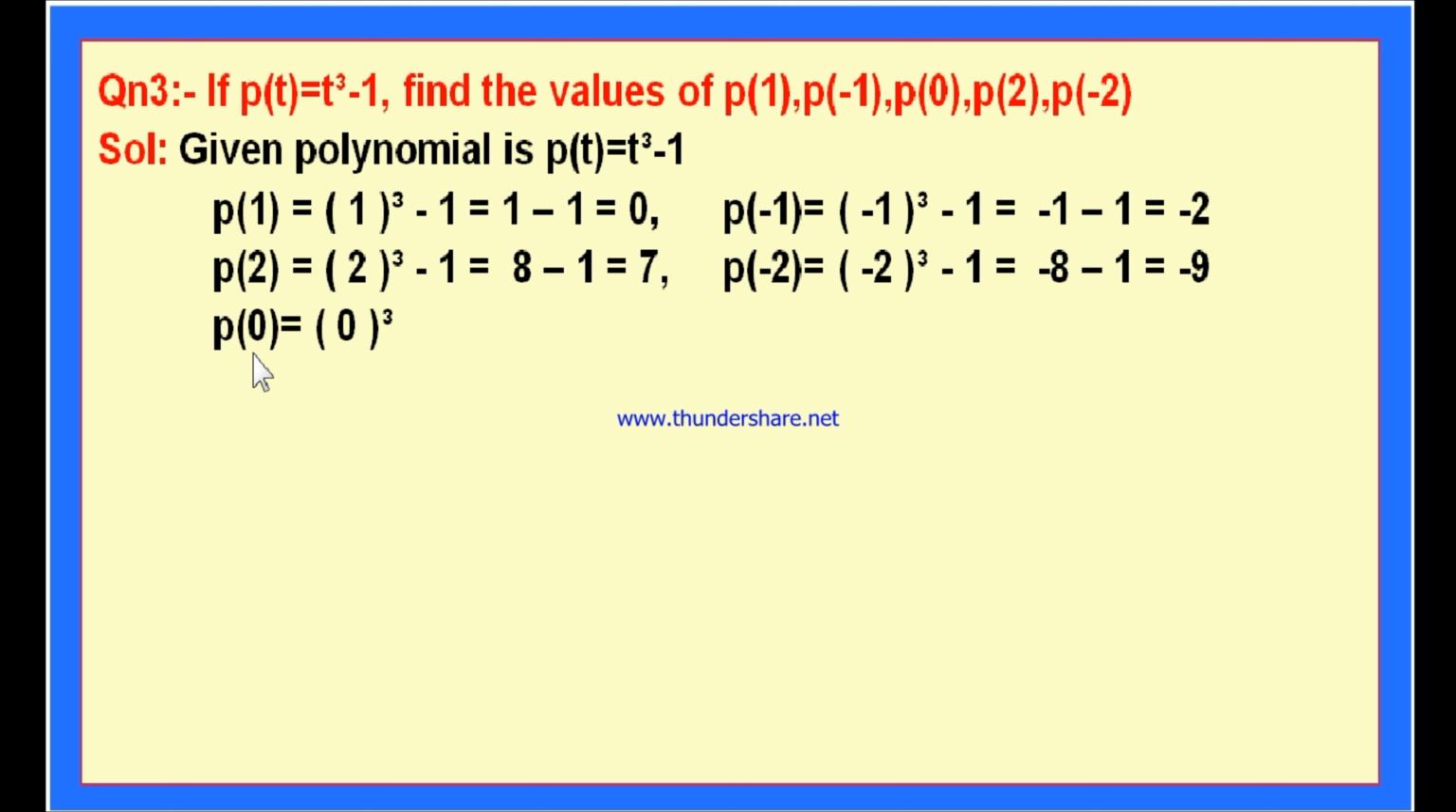Next, p of 0. Substitute t is equal to 0 now. 0 cube minus 1. 0 cube is 0 into 0 into 0, which is 0. Minus 1 is minus 1.